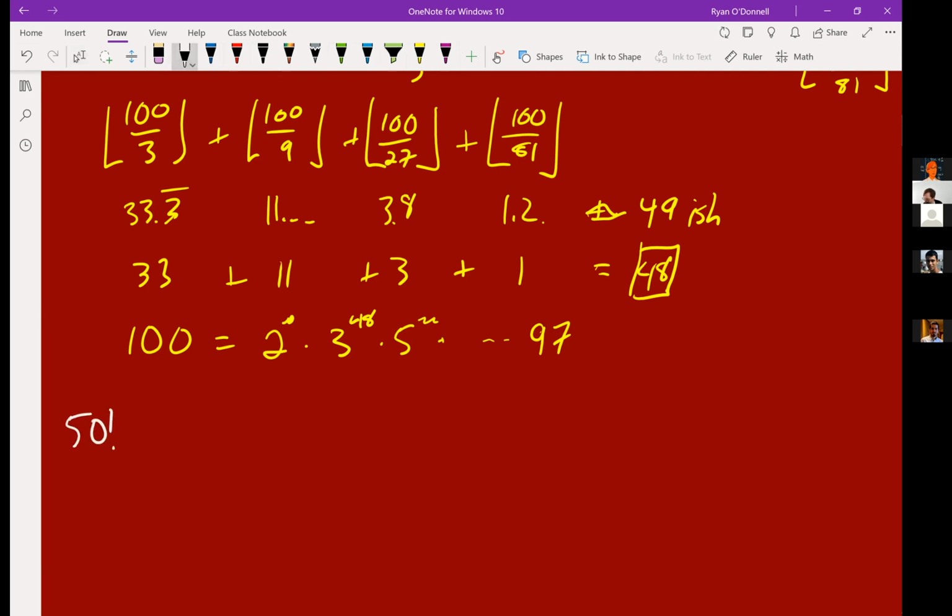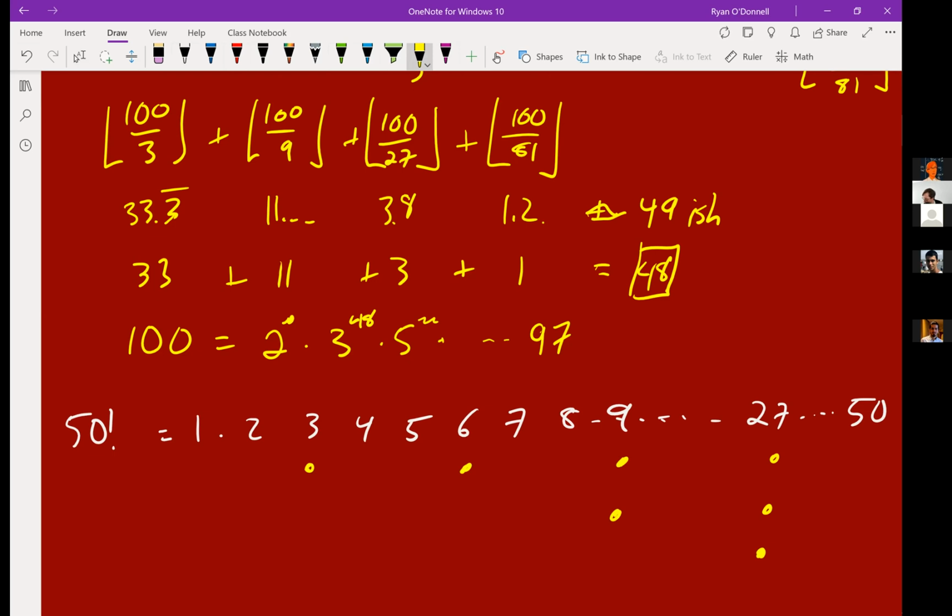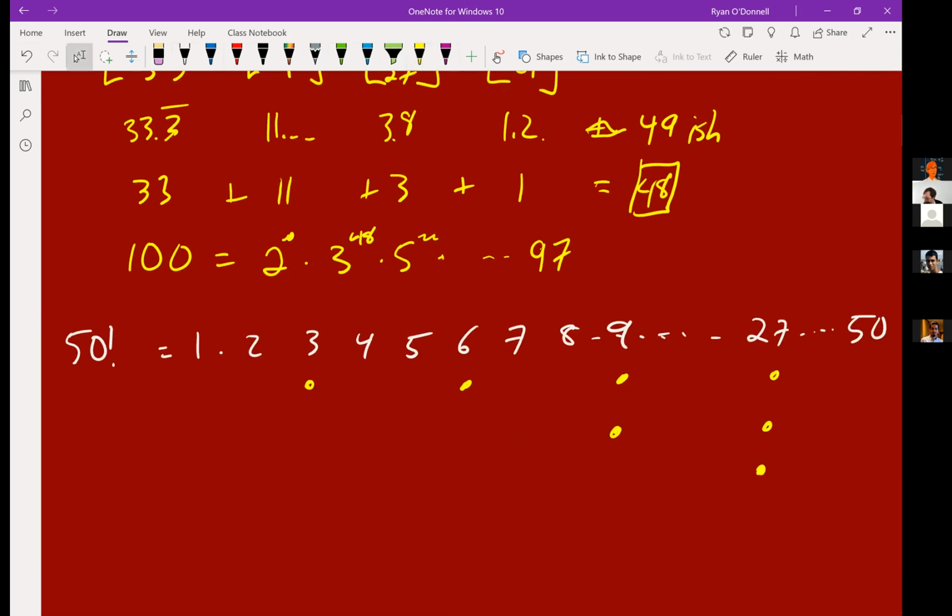So 50 factorial is 1 times 2, 3, 4, 5, 6, 7. There's a 9, there's a 27 in here, and 50. So how many factors of 3 do we get? We get all the multiples of 3, and then an extra one for all the multiples of 9, and an extra one for all the multiples of 27, of which there's only 1. There's no 81 here. So these add up to basically 50 divided by 3, these to basically 50 divided by 9, and these to basically 50 divided by 27.